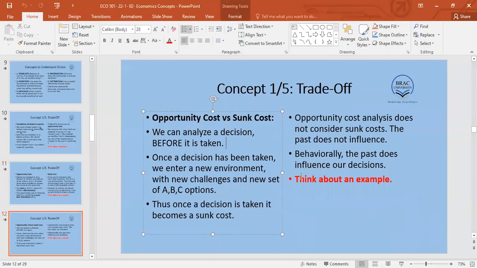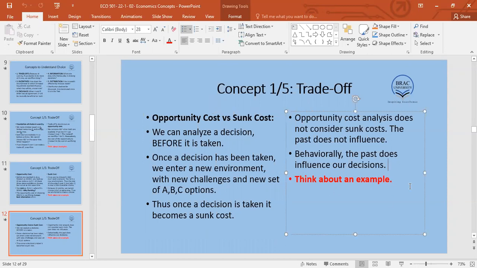We can analyze a decision before it is taken. Once a decision has been taken, we enter a new environment. Now we are students of BRAC University. We confront different problems. A and C no longer exist. So once the decision has been taken, it becomes a sunk cost. Opportunity cost analysis does not consider sunk costs because there is no option through which we can compare, because A and C no longer exist. The past does not influence.